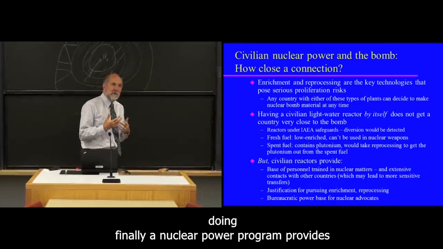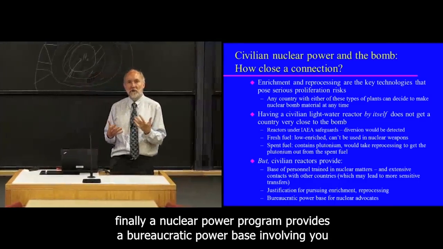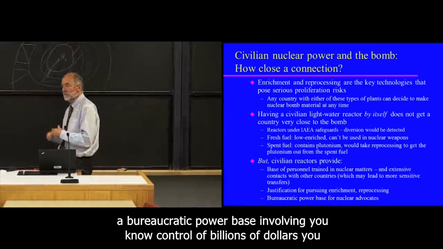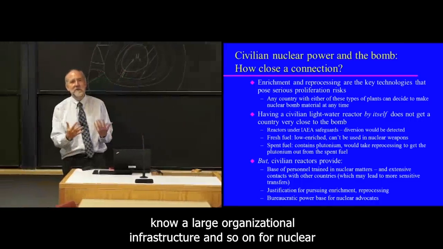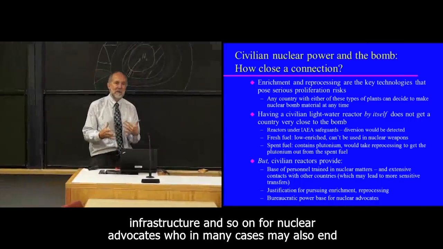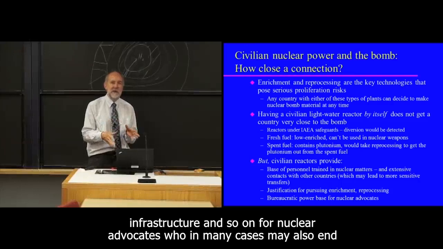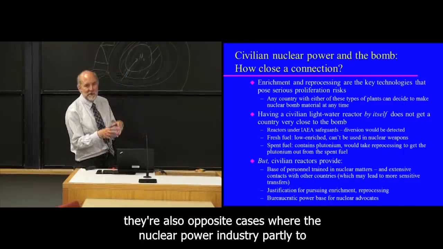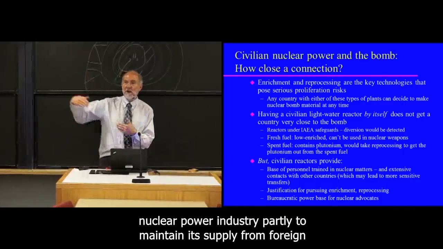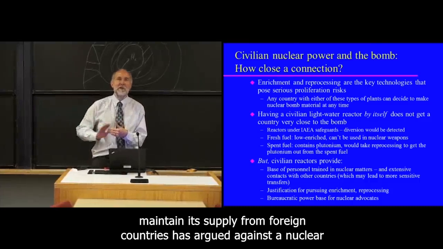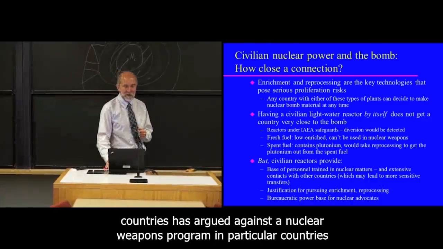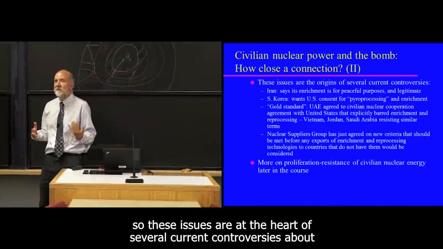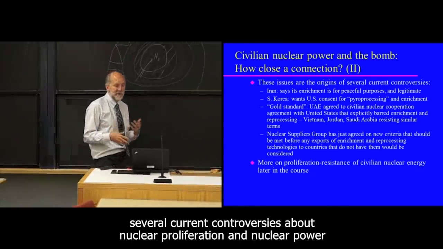Finally, a nuclear power program provides a bureaucratic power base involving control of billions of dollars, large organizational infrastructure, and so on, for nuclear advocates who, in many cases, may also end up advocating for nuclear weapons. There are also opposite cases where the nuclear power industry, partly to maintain its supply from foreign countries, has argued against a nuclear weapons program in particular countries. So these issues are at the heart of several current controversies about nuclear proliferation and nuclear power.